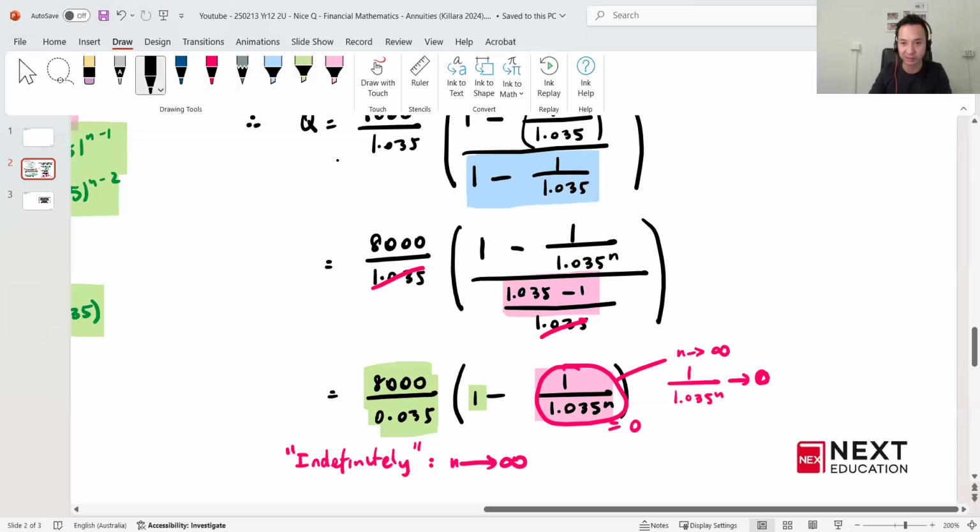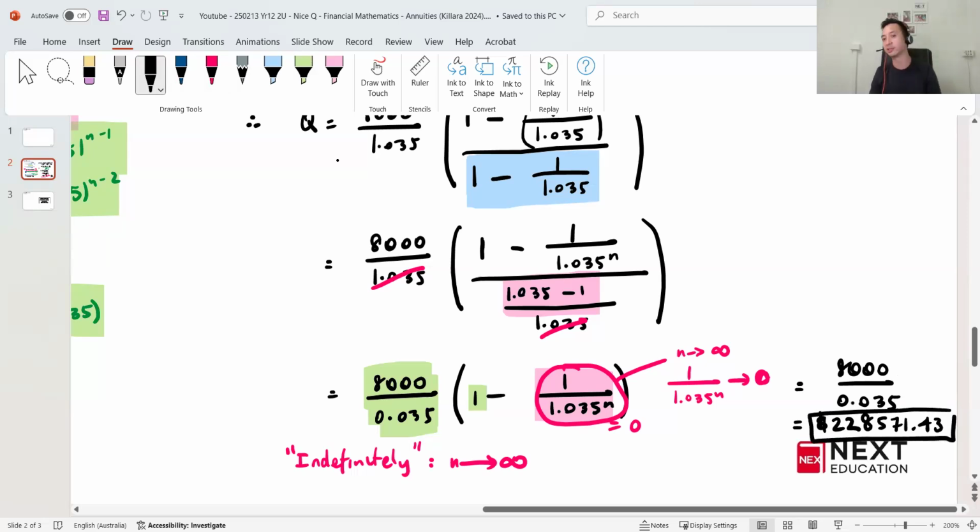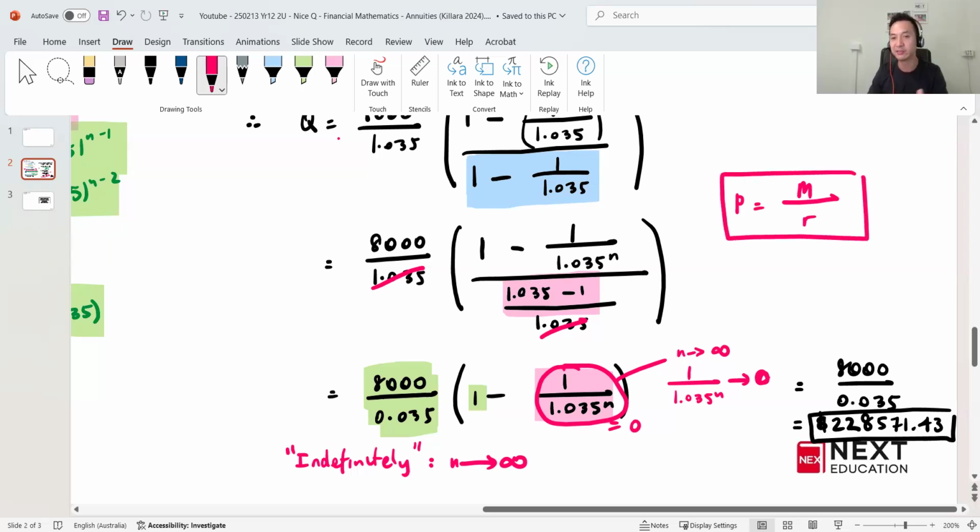So my answer on my calculator is quite simply 8,000 over 0.035. And if you punch it into the calculator, I think you get 228,571.43. That's nice. Yeah, the perpetuity formula, right? For those that are keen, the perpetuity formula is whatever periodic payment you make divided by R. It's such a clean formula.